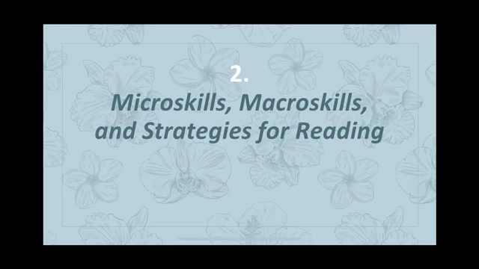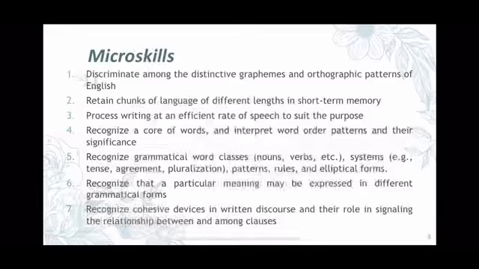Now we have the micro skills, macro skills, and strategies for reading. The micro skills are: first, discriminate among the distinctive graphemes and orthographic patterns of English. 2. Retain chunks of language of different lengths in short-term memory. 3. Process writing at an efficient rate of speed to suit the purpose. 4. Recognize a core of words and interpret word order patterns and their significance.